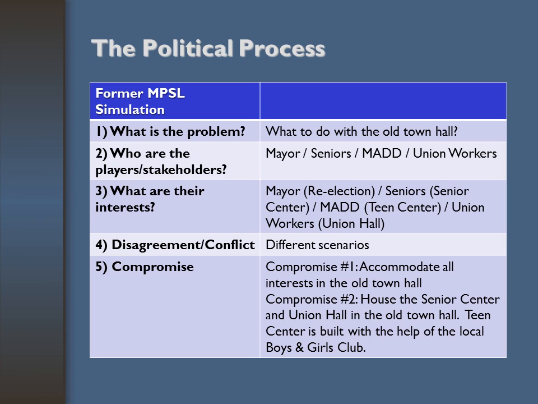So, with that said, here's another example of family politics. You want the car. What's the problem? You want the car. Who are the stakeholders? You and your mom. What are your interests? You want the car, and your mom doesn't want to give you the car. What's the compromise? You buy your own car, or at least that's what your mom would probably say. So as you can see, there are many things in life that are political, whether in the workplace or in family situations. It's part of the political process.